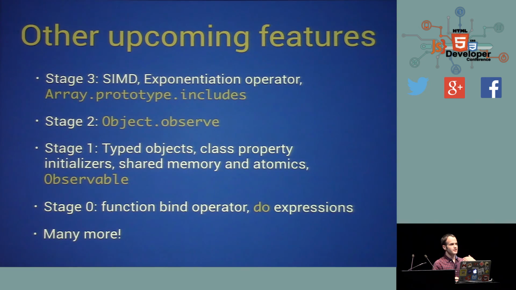In stage 3, I already mentioned single instruction, multiple data, the exponentiation operator, and the array prototype includes. Stage 2 has another function called object observe. It allows you to observe any changes that happen on your object. Think like your Backbone models where you had explicitly called get and set. Well, now you can observe changes to an object just through normal assignment operations. Stage 1 has a slew of features like typed objects, class property initializers, shared memory and atomics, which sounds really awesome, where you can share memory amongst web workers, and then the observable class. And then finally, stage 0, there's a couple pretty cool ones I like, function bind operator and do expressions.